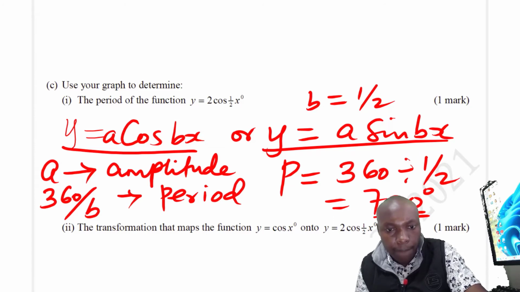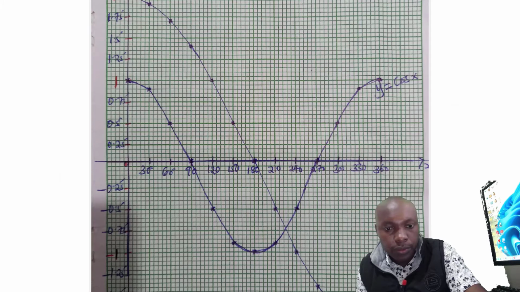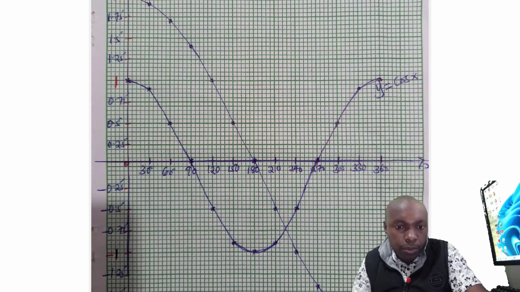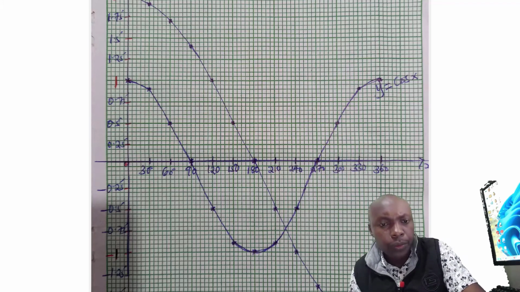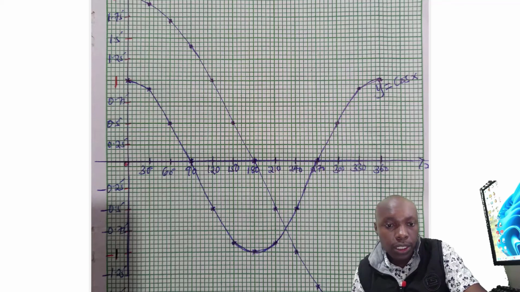The next question is the transformation that maps the function y equals cos x onto y equals 2 cos half x. Now look at the two equations. Which transformation will map y equals cos x, that is the curve, to y equals 2 cos half x? We need to think of all the transformations that we know, but you need to have at least an idea of each and every transformation and how it behaves. There are others that of course will not be applicable in this case.